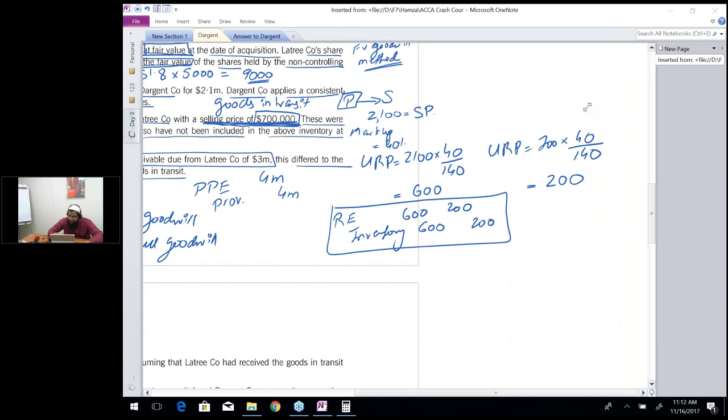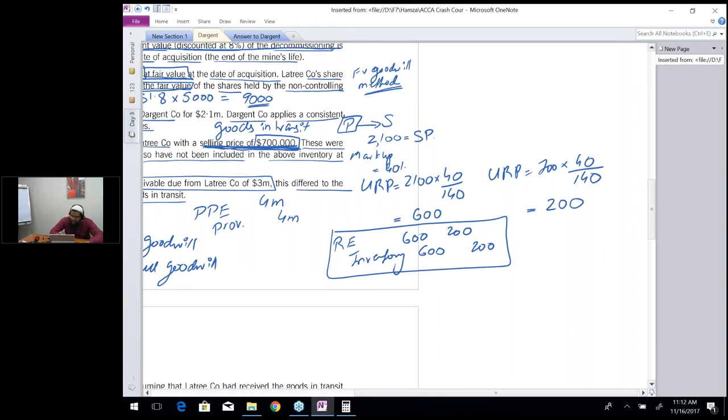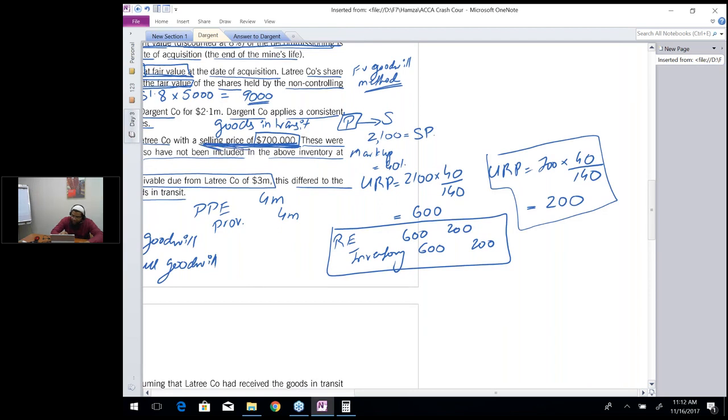The last part. Basically, the 700 amount was actually the selling price mentioned by the question. So this means that this also includes the profit, unrealized profit. So we have to remove the profit from the inventory. So we have calculated the profit as being 200 and then have prepared an entry as retained earnings debit and inventory credit by 200.